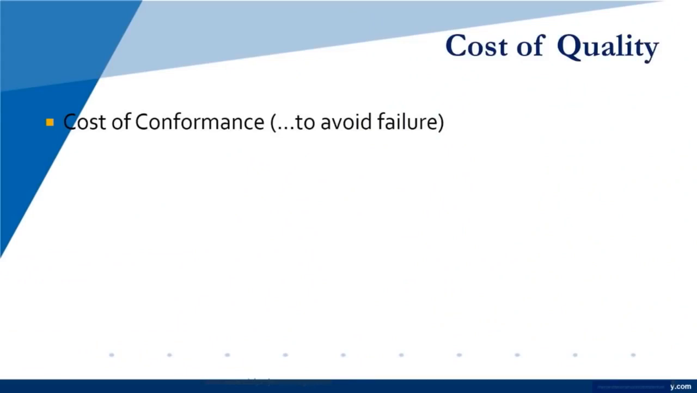The cost of quality can be looked at in a couple of different ways. One is the cost of conformance to avoid failure. Now, this really has to do with prevention costs. You're preventing things from going wrong. You're preventing the process from going off the rails. You're preventing things from happening. And there's a cost to that. There's a cost for overseeing and putting things in place and making sure that all of the various processes and procedures are upheld.